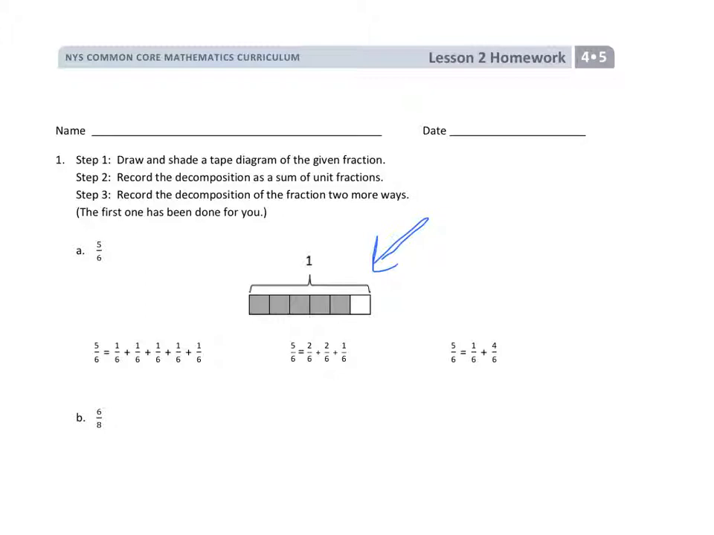So they drew 5/6. They're calling this one whole. They shaded in 5 parts of it to make the fraction 5/6. And then they showed these multiple ways to decompose 5/6. And when they say decompose, they just mean writing addition sentences using parts of the fraction. So your student is going to continue to do this.